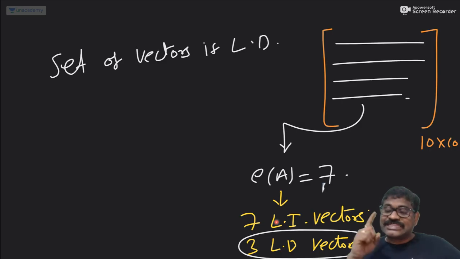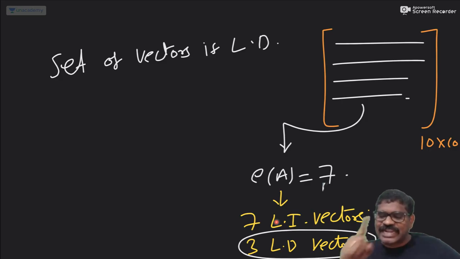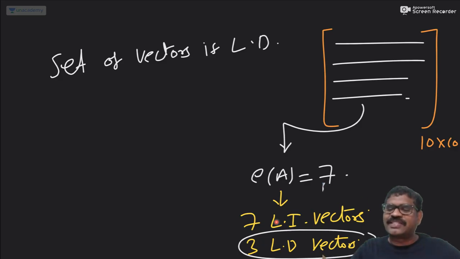Now, set linearly dependent means some independent vectors are in the given set and some dependent vectors are in the given set. How many are independent? Remaining are dependent.